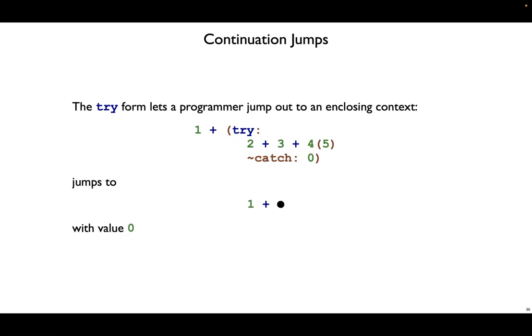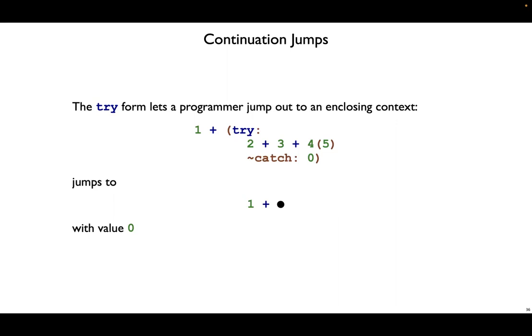Just before we execute the try, we have this 1 plus hole. When we go to evaluate the try and we reach the catch handler, we jump back out and place the value 0 into that hole. Even before we had try, we had another kind of jump, because errors by themselves will jump out. Wherever we are in a program, once we hit an error, we jump back out to the very top of the program.